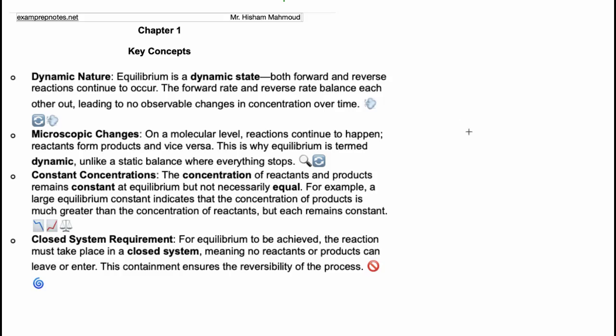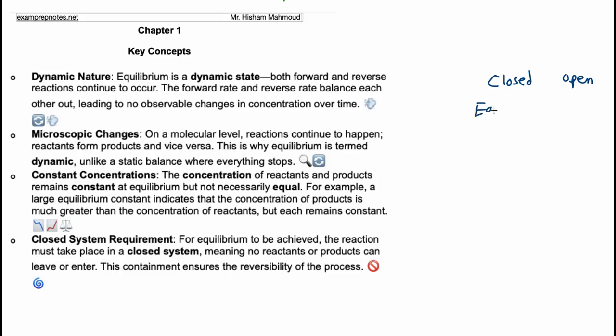For equilibrium to be achieved, the reaction must take place in a closed system, meaning no reactants or products can leave the container or the place where I'm making the reaction. This ensures the reversibility of the process, because if the product has left the system, then how are the products going to react or decompose to form the reactants back? If you make a reaction in which the forward and backward reactions are equal, but there is no closed system, then it's not going to be called an equilibrium.